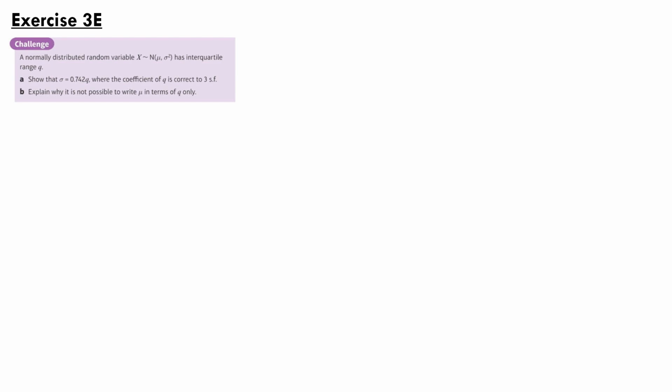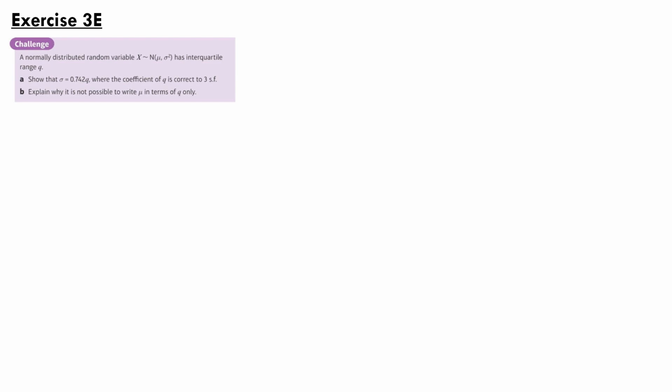Okay, so our first question is from exercise 3E. We've got a normal distribution with mean mu and variance sigma squared, and it has interquartile range Q. And then part A asks us to show that sigma is equal to 0.742Q, where the coefficient of Q is correct to 3 sig fig.